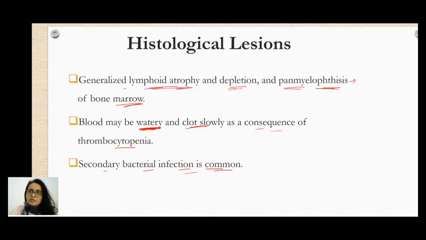The chicken anemia virus is an immunosuppressive virus, so it decreases or suppresses the immunity of the birds. Most commonly, if the immunity is depressed, bacterial infection is commonly seen in this disease. Because of the immunosuppression, secondary bacterial infection occurs.